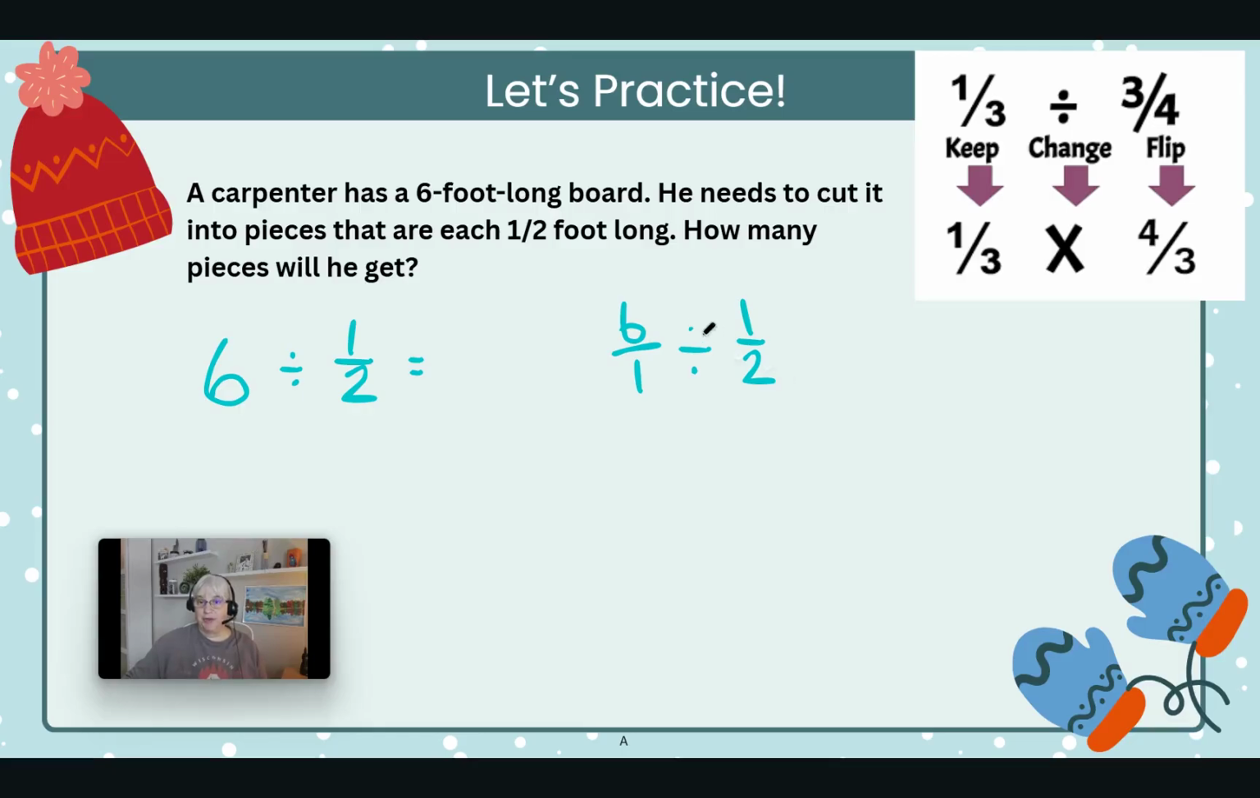Now we're ready for keep, change, flip. Keep 6 over 1, change, divide to multiply, and flip so that 2 is on top and the 1 is on the bottom. 6 times 2 is 12. 1 times 1 is 1. 12 over 1 equals 12. And if you got that, there would be 12 pieces without going through keep, change, flip. That's awesome. But if you need to use the keep, change, flip each time, go ahead and do it. It's up to you.